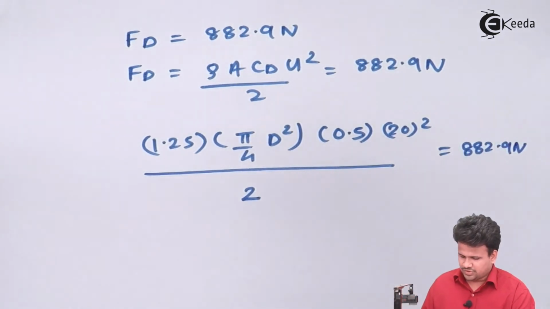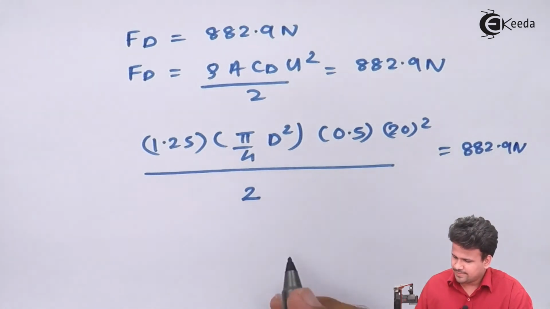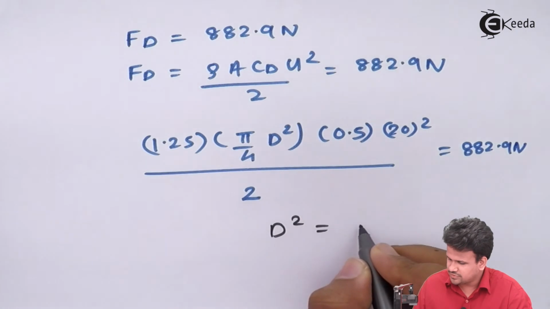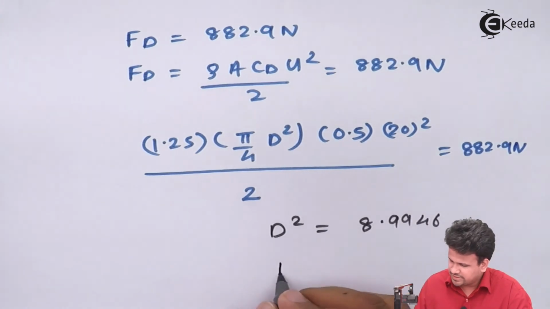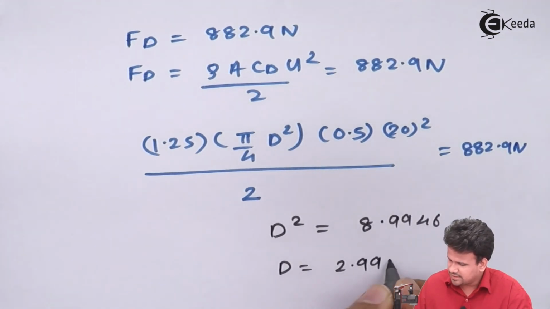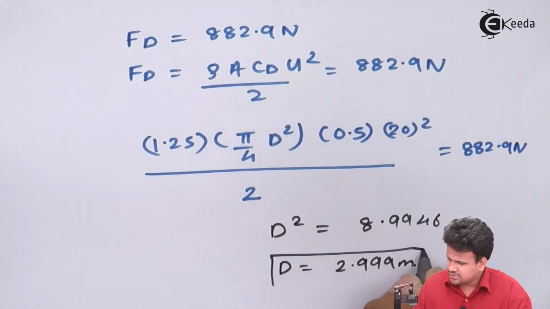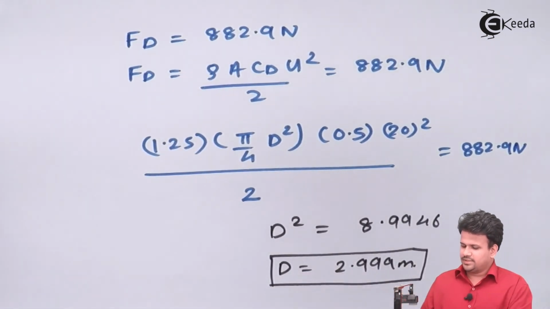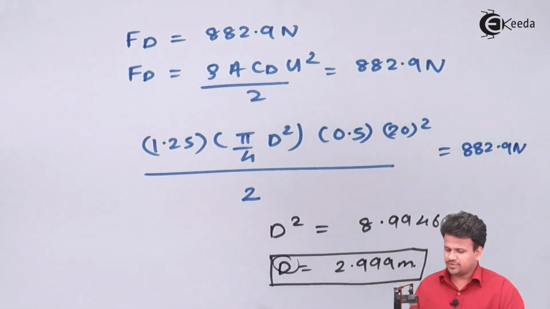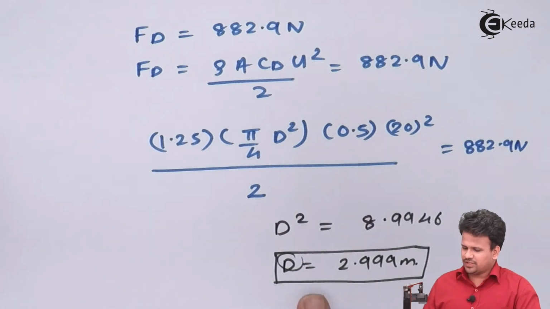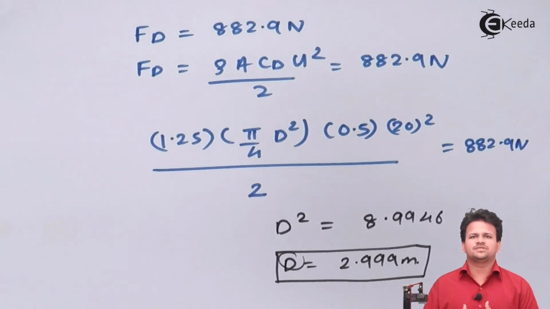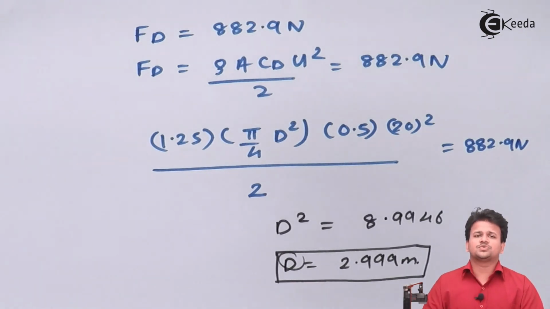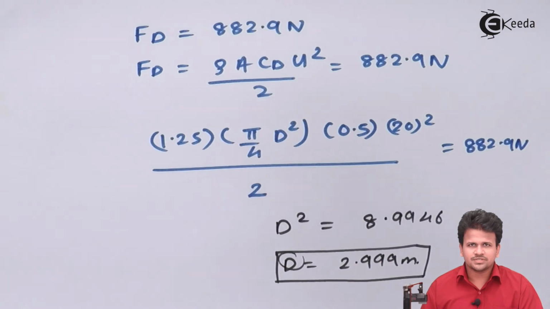On evaluation of this, we get d square equal to 8.9946, so D will be equal to 2.999 meters. This will be the diameter which we were calculating. So we have calculated the diameter over here. I hope you have understood how we have solved a problem on a parachute, where the drag force, which is upwards, is equal to the weight of the body, which is going downwards. Thank you.